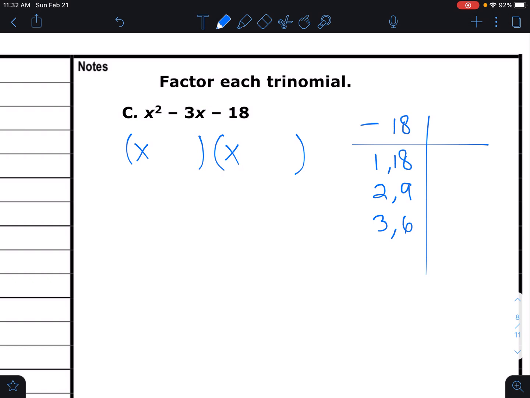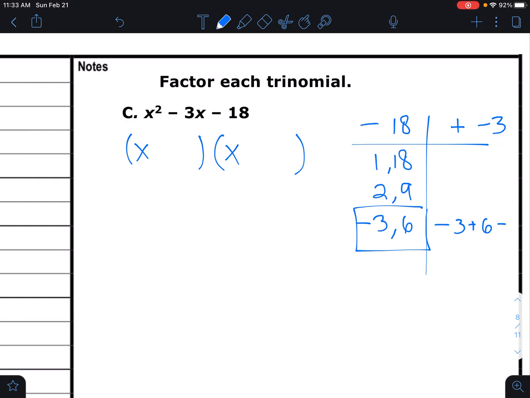Now it's negative 18, so one of these has to be negative, and it's got to add up to be negative 3. How can I get there? There's no way I can get to negative 3 with these two or with these two. So the only possibility is 3 and 6, because they're 3 units apart. When multiplying, one of them has to be negative. If I put the negative here, negative 3 plus 6 gives me positive 3. That's not the same. I need negative 3, so that won't work.